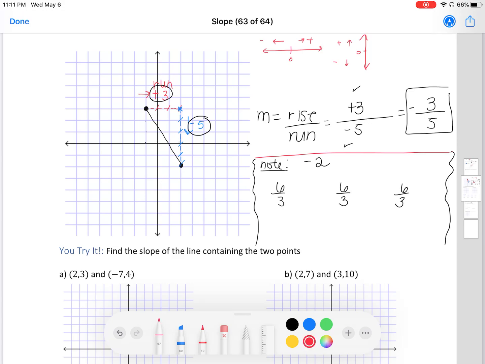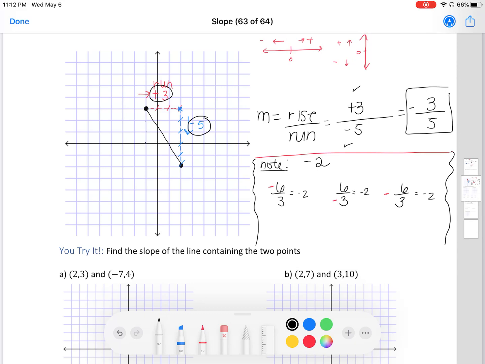Okay. What is negative 6 divided by positive 3? You get negative 2, right? Next one. What is positive 6 divided by negative 3? Again, we get negative 2. And what's the negative fraction of 6 over 3? We still get negative 2.